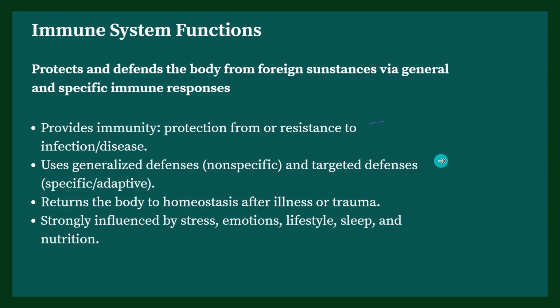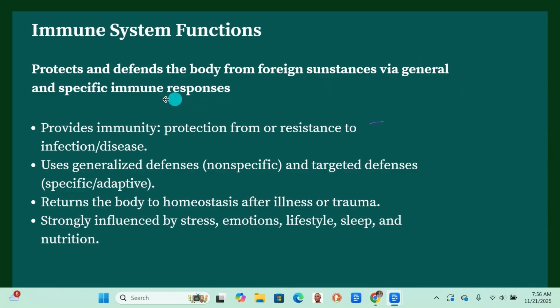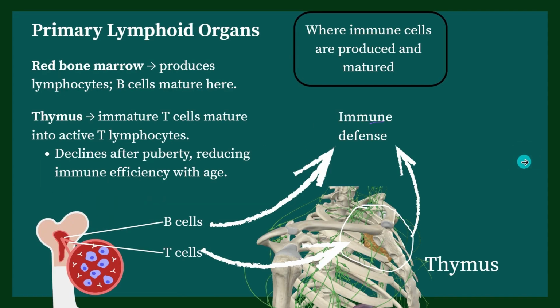So what does the immune system do? It protects and defends the body from foreign substances via general and specific immune responses. It provides immunity and has generalized and targeted defenses. Non-specific, we have the first barrier defense, also known as innate immunity. And then we have adaptive defenses against specific viruses and bacteria. It returns the body to homeostasis after illness and trauma, and it's very strongly influenced by stress, emotions, lifestyle, sleep, and nutrition.